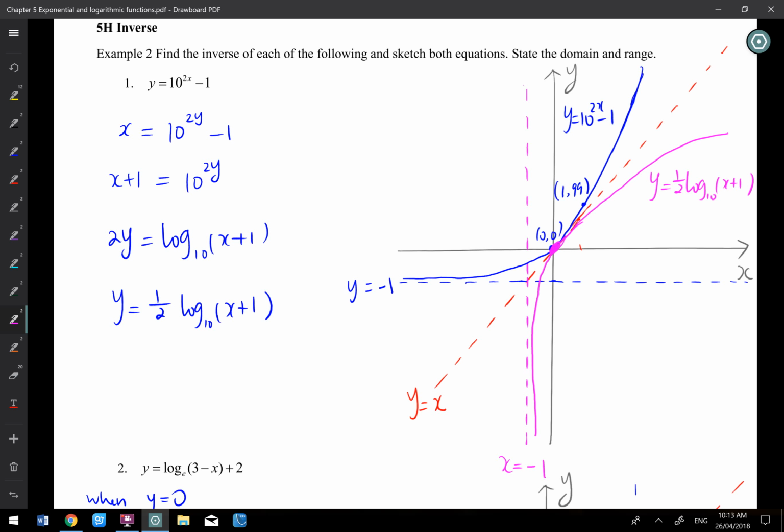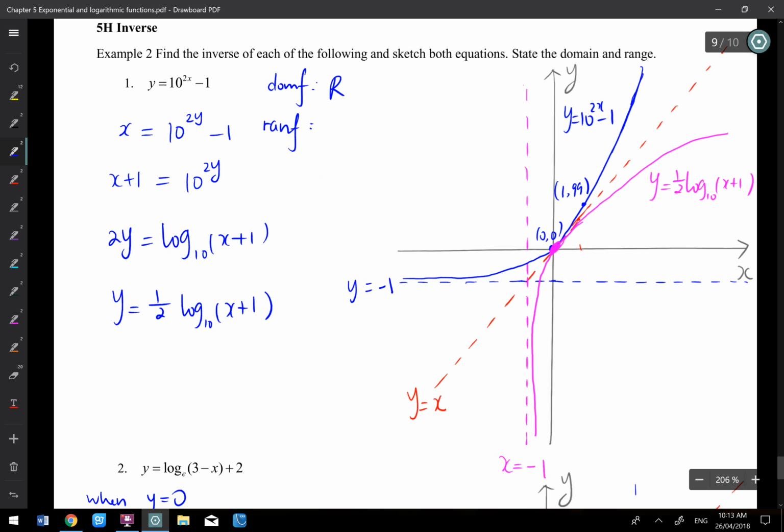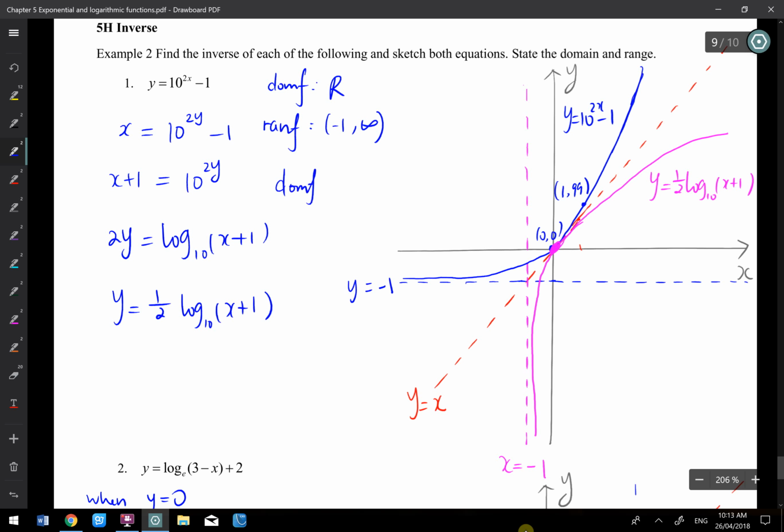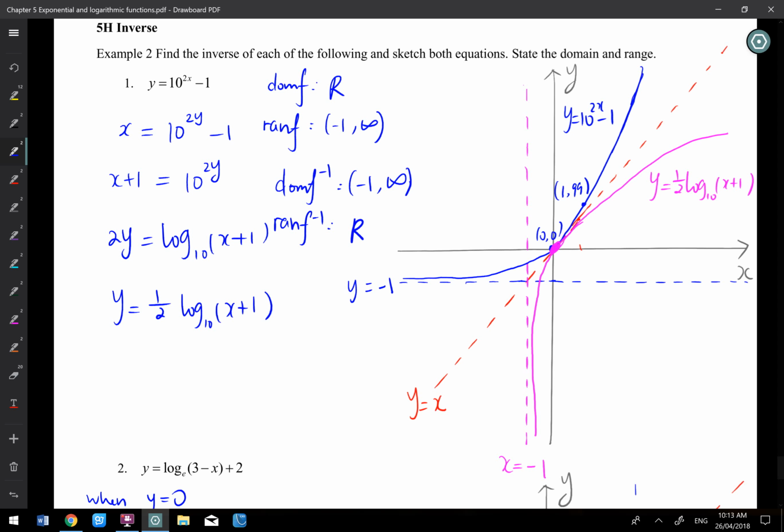Okay, so the domain for f is R, and the range for the original function f is -1 to infinity. Therefore, the domain for f inverse will be -1 to infinity, and the range for f inverse will be R. You swap the domain and range. But when you find the original function, you can see all the rest.